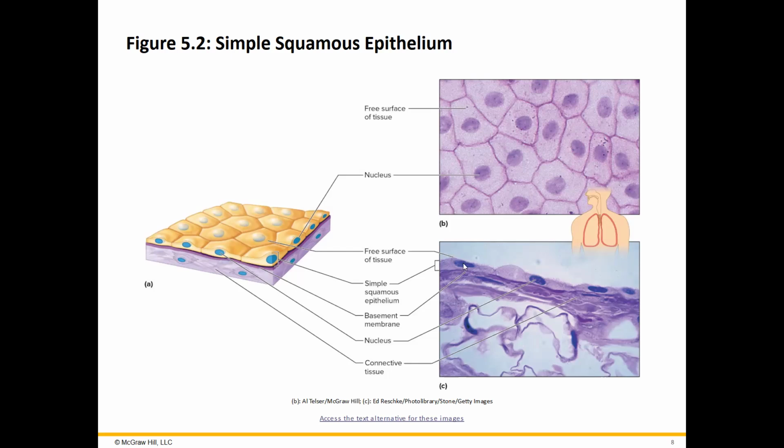This is the lining of a lung. Here's all the connective tissue down there. That thin purple line is the basement membrane, and that teeny tiny cell layer is the lining of the lungs. The lungs are very sensitive. They only have a thin cell layer in thickness, yeah?